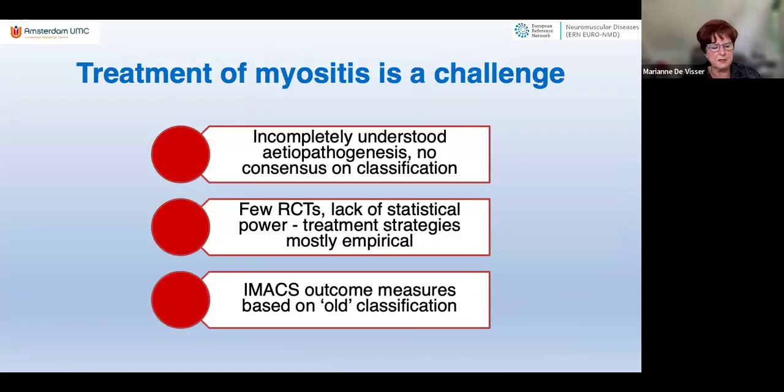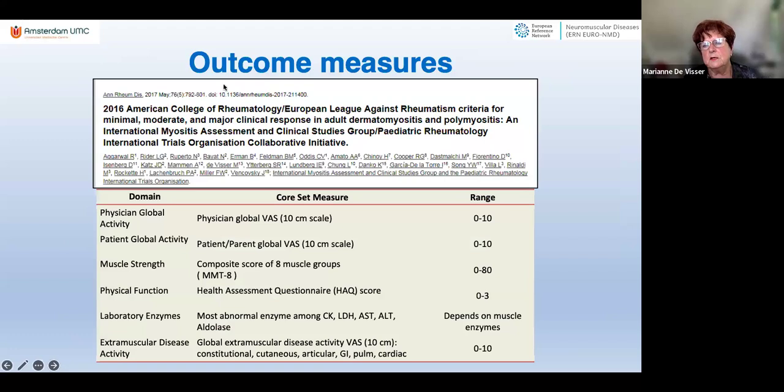The last barrier to designing RCTs are outcome measures, because as I mentioned before, they are based on an old classification. You see here the publication, major clinical response in adult dermatomyositis and polymyositis.